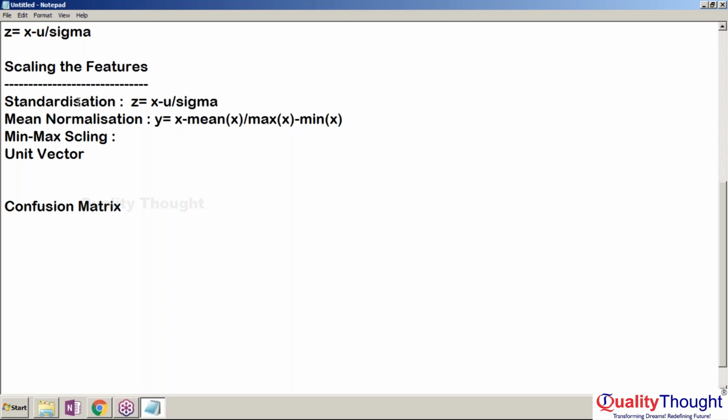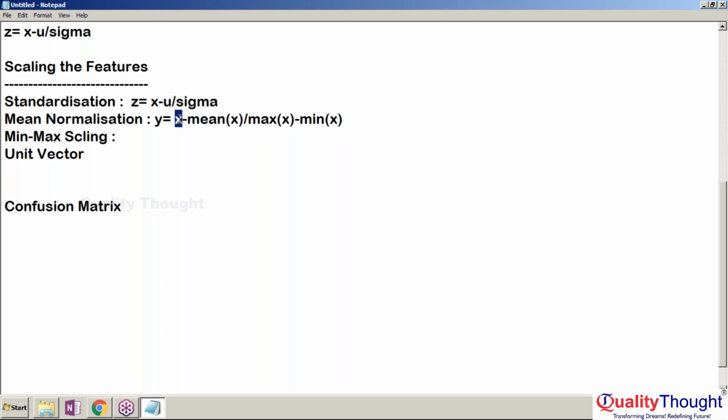No, no, no. It's not about the sigma x. It's not sum x. For the individual values of normalization, we are not making a sum of x. Max of x means the higher value of x. Minimum of x means the minimum value of x. Mean of x means taking the average of all the values of a particular x. X represents only a single value.